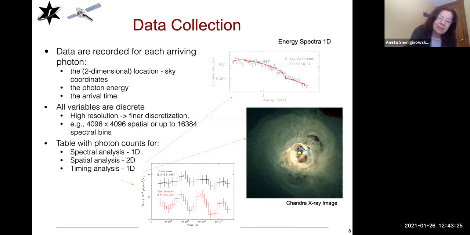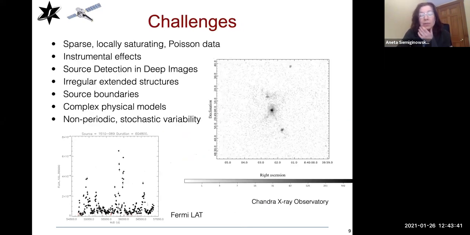Then the timing: light curves are plotted on this graph in the center, where we have the number of counts per time bin. So there are these different types of data products which we're looking at. There are some challenges for the data. I listed several of those: our data are sparse, and in some cases they are locally saturating. So we have pileup cases, and also photons are independent, so we have Poisson data we're dealing with.